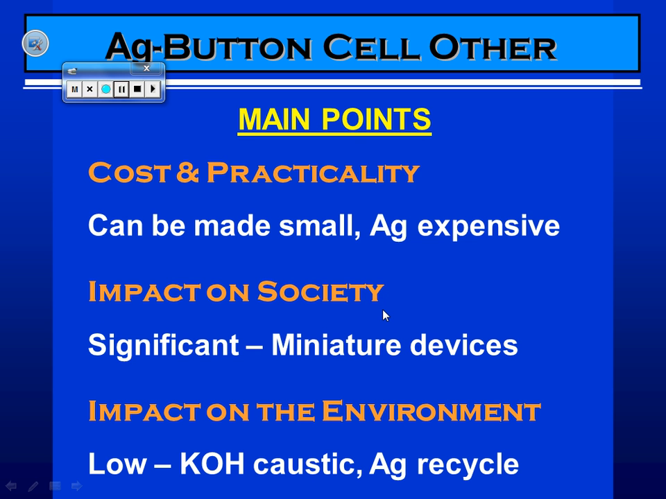Impact on society, you might argue it didn't have as much of an impact on society as the dry cell, because the dry cell obviously was the first portable cell and therefore revolutionized portable electronics. But because the silver cell can be made small, it had a significant impact as well on its own, because it could be used for miniature devices such as watches and hearing aids and things like that.